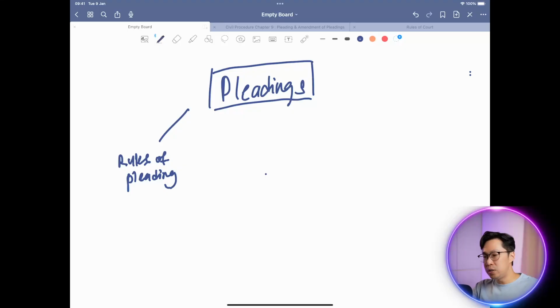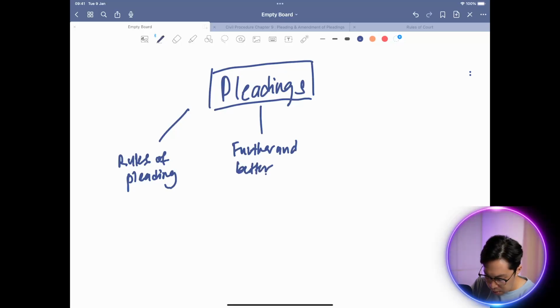Okay, this, again, like I said, your main is your textbook. After that, I do 1 time for you. So now it's the 3rd time. So really, the really important one, the next one, is further and better particulars. This one, often tested.